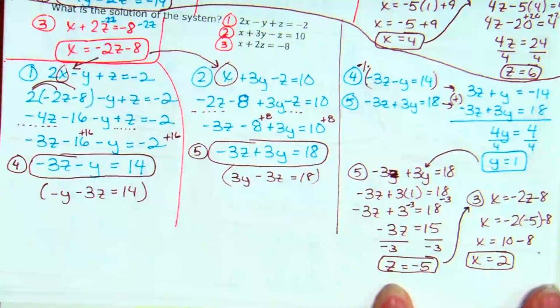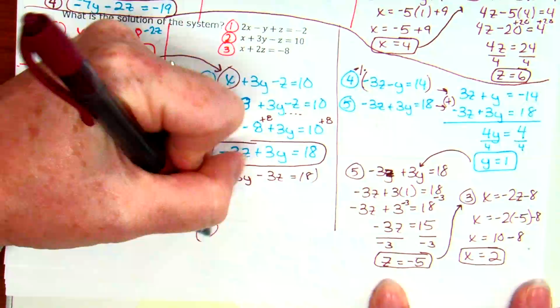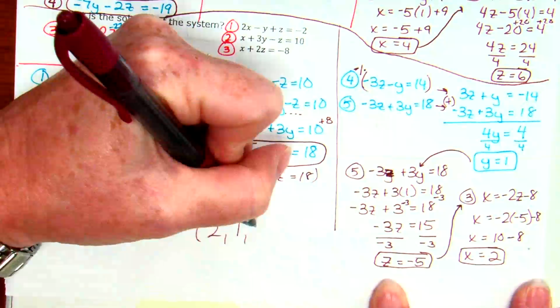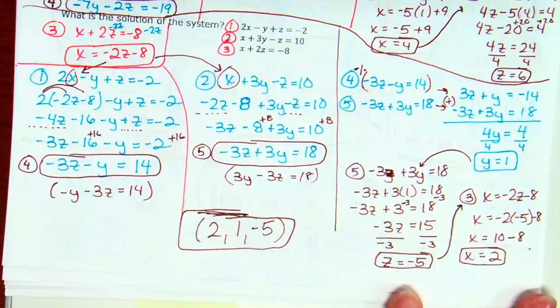Final answer? Order triple, 2, 1, negative 5.